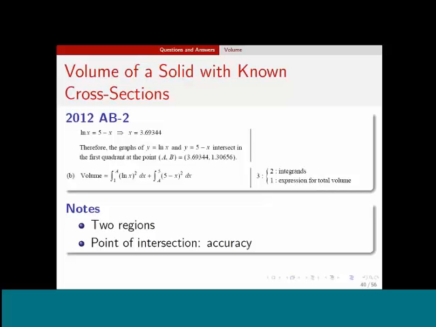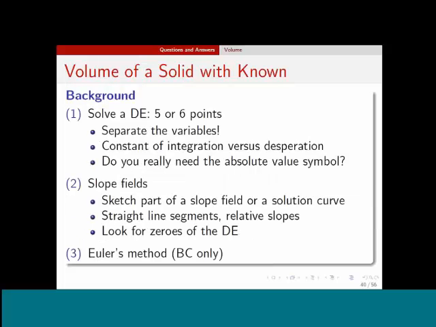So remember, if they find a point of intersection, store it to a greater degree of accuracy, and it's okay to use labels. In this expression, there were 2 regions, and remember, sometimes we ask students to find some place where the regions are split into equal area. And we've talked about now this idea of a point of intersection in accuracy.